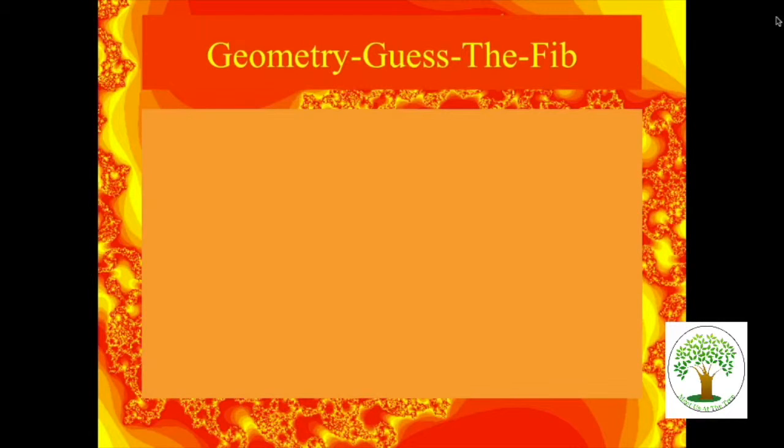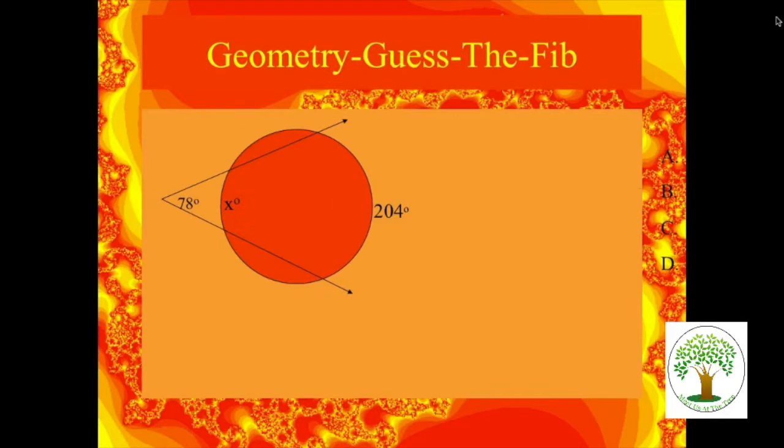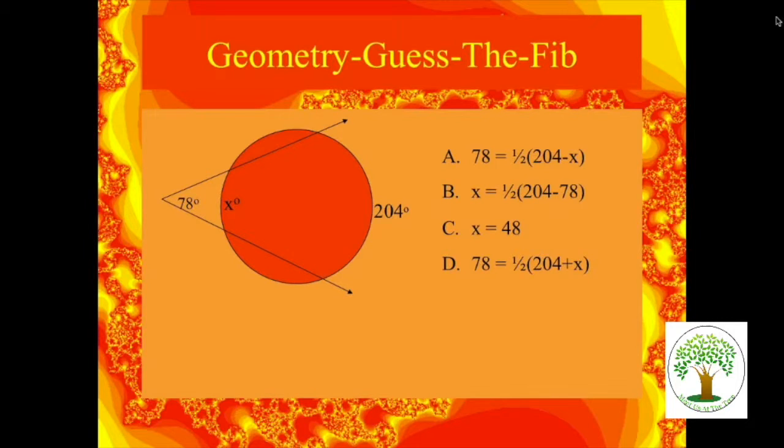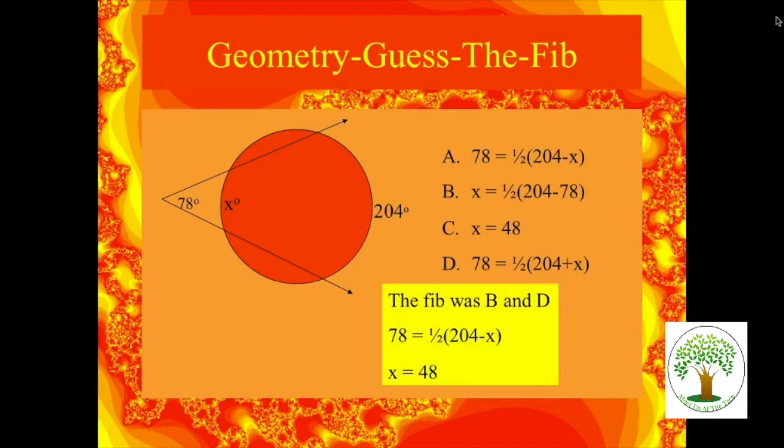All right, now we're going to do our geometry guess the fib. Here's your diagram. And which one of these is the fib? I think I know. I've got one person who knows, two people who know. By the way, the fib was B and D. It wasn't a 25% chance. There's two of them that are wrong. I thought it was C. I thought it was B.